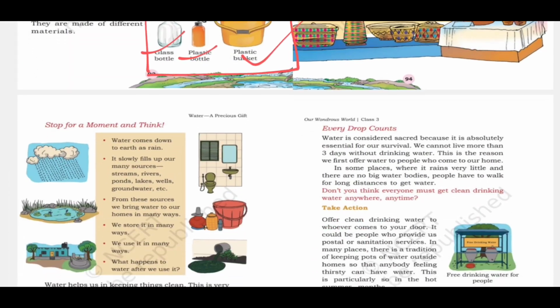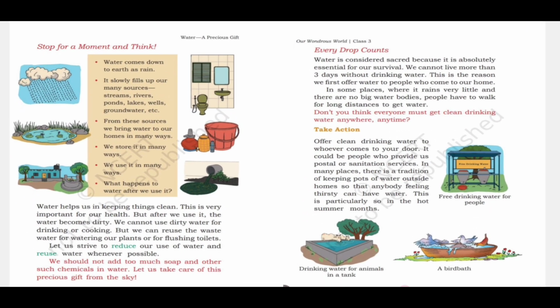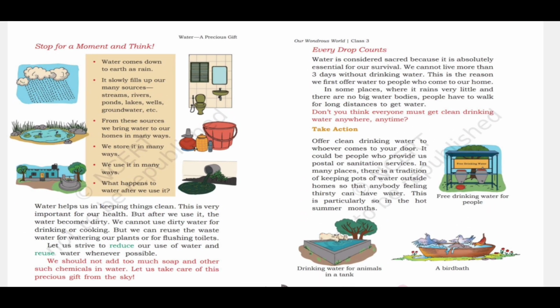Now let's go to the next page. What does the next page say? Stop for a moment and think. It is asking you to think. So let's see, why is it asking us to think? Water comes down to earth as rain, right? Yes. It slowly fills up our many sources. What are the sources? Streams, rivers, ponds, lakes, wells, groundwater, etc. These are a few sources that it fills.